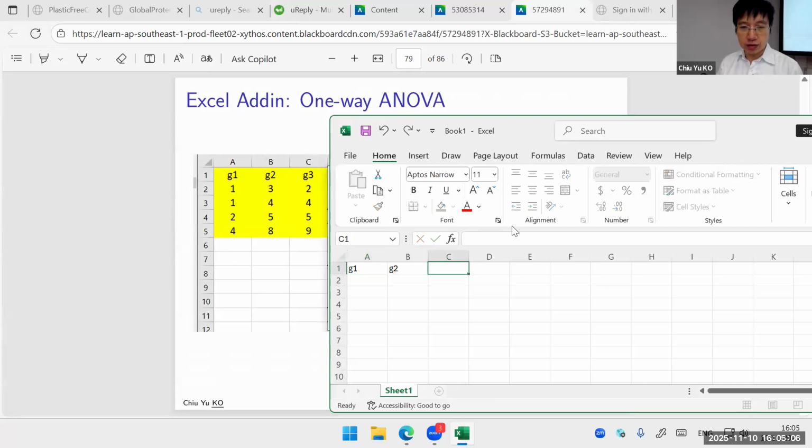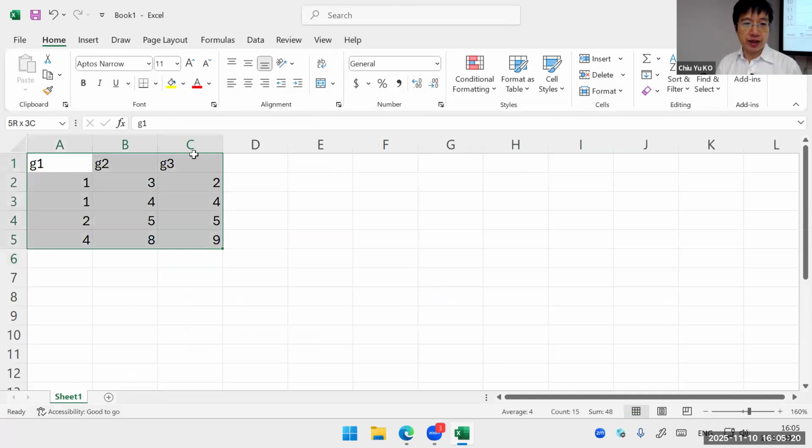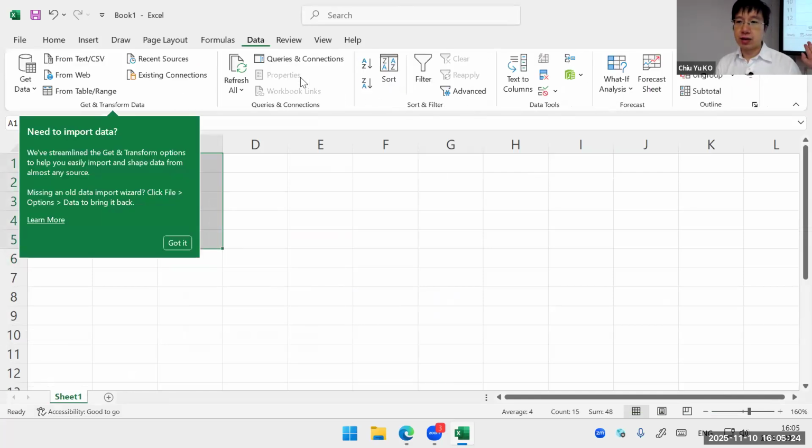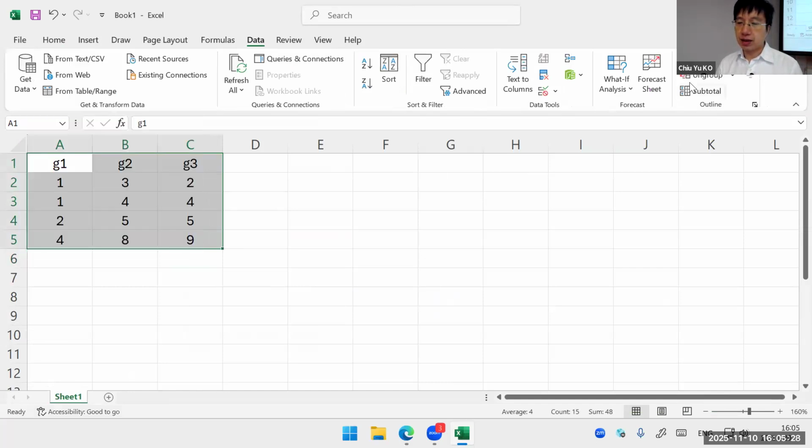Group 1, group 2, group 3: 1, 1, 2, 4, 3, 4, 5, 8, and 2, 4, 5, 9. So there are the numbers here. What we're going to do now is use the Analysis ToolPak.